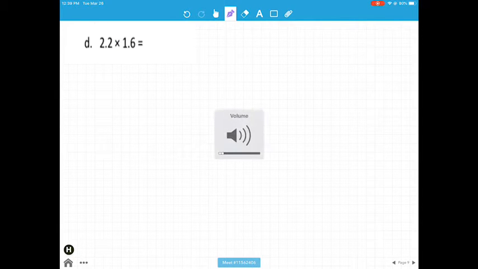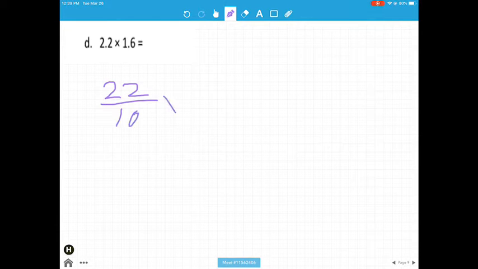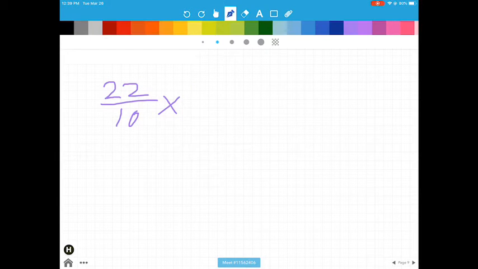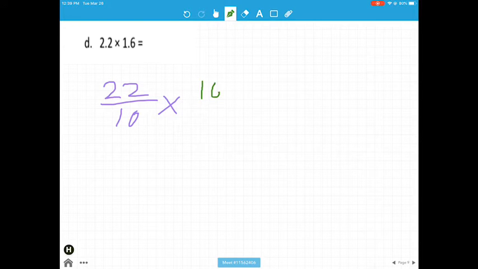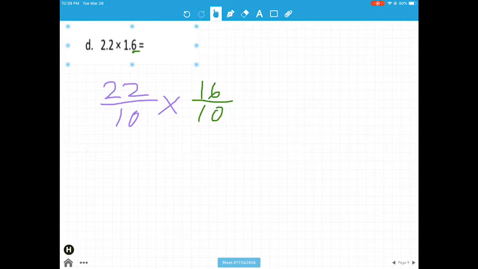First problem that we have is 2.2 times 2 and 2/10 times 1 and 6/10. So first thing we're going to do is write it as fractions. 22/10 times 16/10. How do I know to put 10? I know to put 10 because the last digit is in the tenths place. So the 6 here is in the tenths place. That's how I know I can say 16/10.